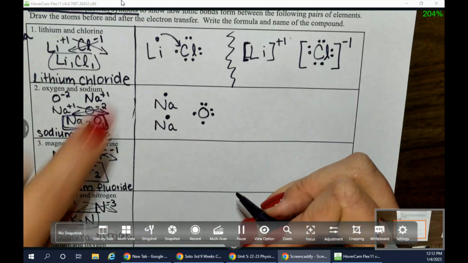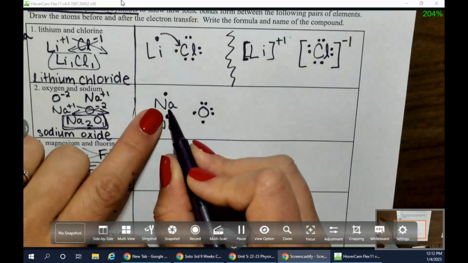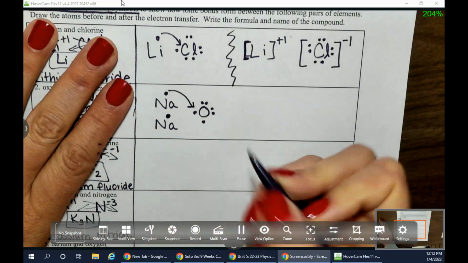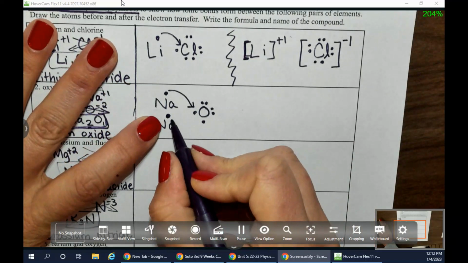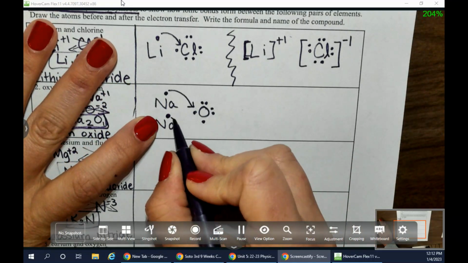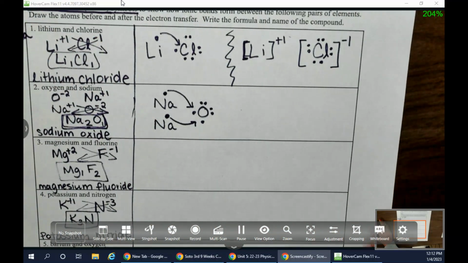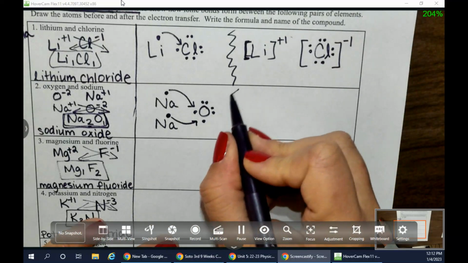Now we're going to show the transfer with our arrows. So sodium has an extra one. This one needs one. So we're going to go ahead and draw an arrow like that. This one has an extra one. This one needs one. So we're going to draw an arrow just like that. So that's your during transfer.